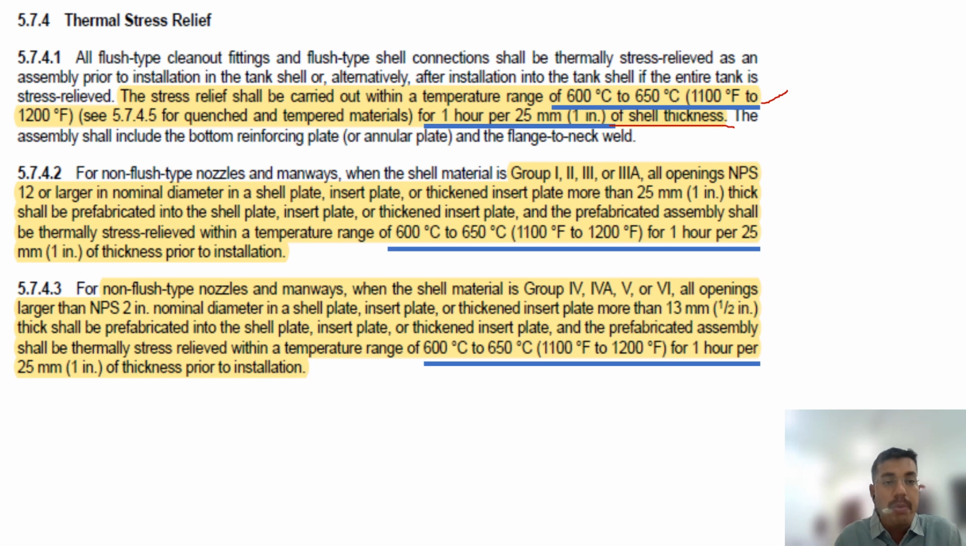This is for all flush type clean out fittings and flush type shell connections. For non-flush type nozzles and manways, for group 1 to 3A, all openings NPS 12 inch or larger, depending on the nominal diameter and shell diameter, this is the requirement in 650. It is almost the same, but a little bit different as per the thickness and as per the group of metal. It is not so important, and sometimes it can come in the open book questions.